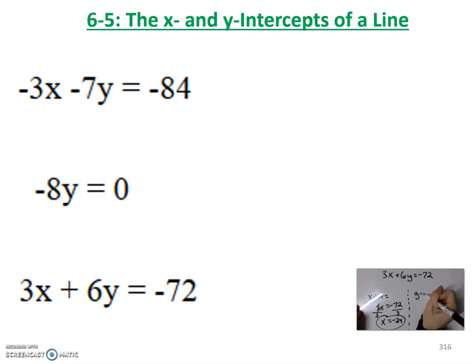My y-intercept, if I'm looking for my y-intercept, I'm going to cover x. So what am I left with? Positive 6y equals negative 72. So again, I want to get y by itself, so I'm going to divide both sides by 6. When I divide both sides by 6, I get y equals negative 12. So my two intercepts are x-intercept equals negative 24 and y-intercept equals negative 12.